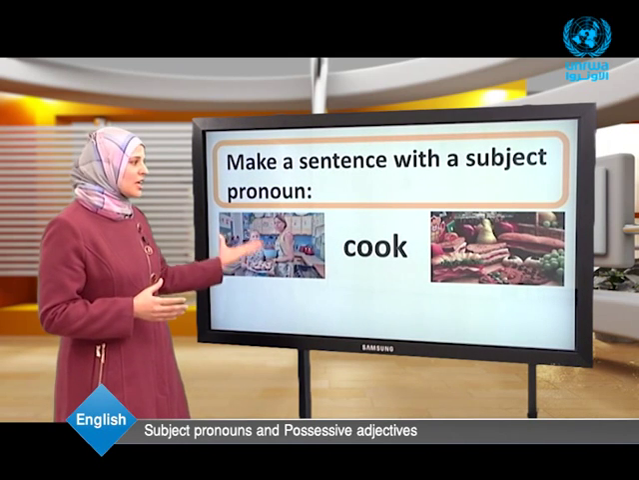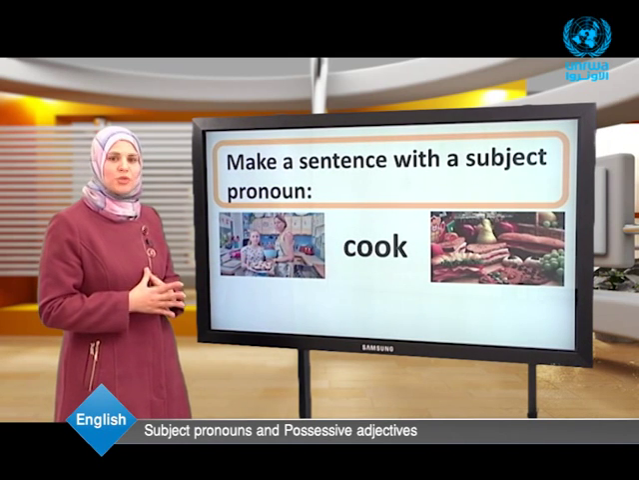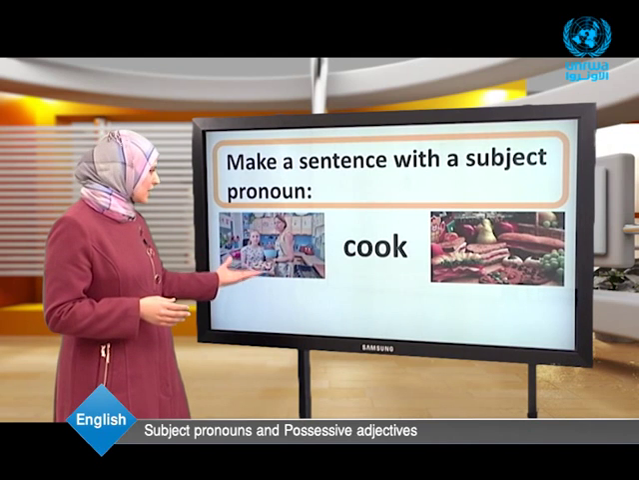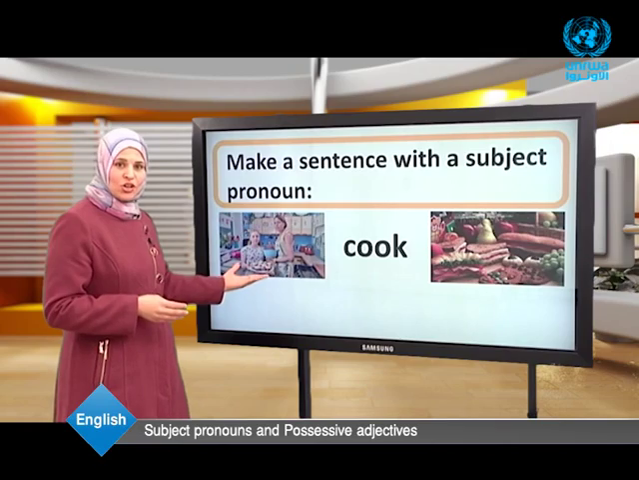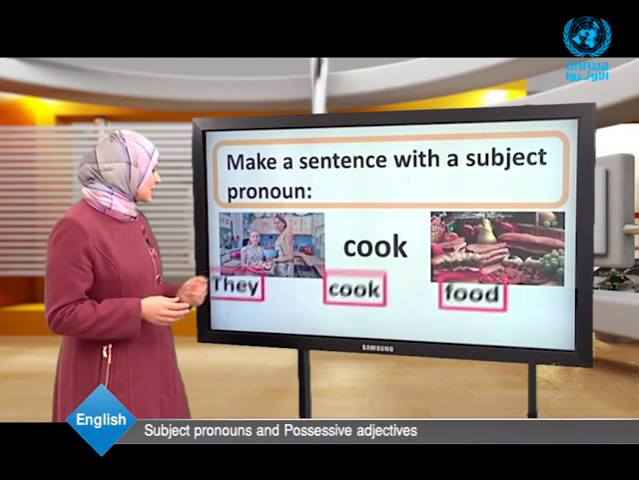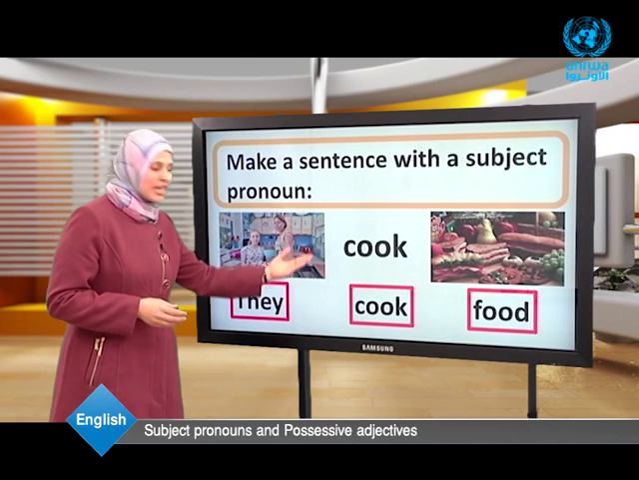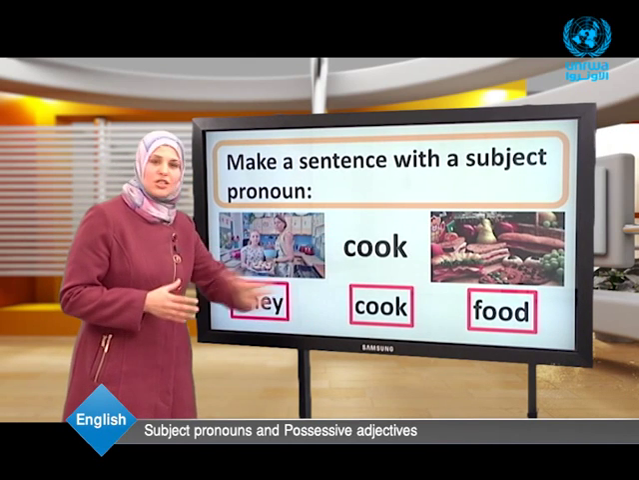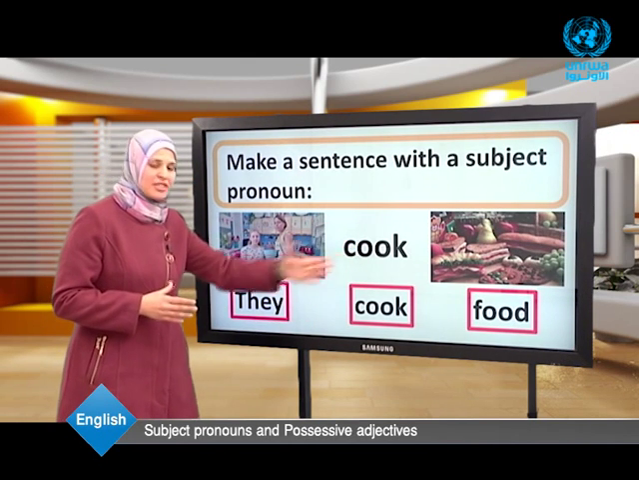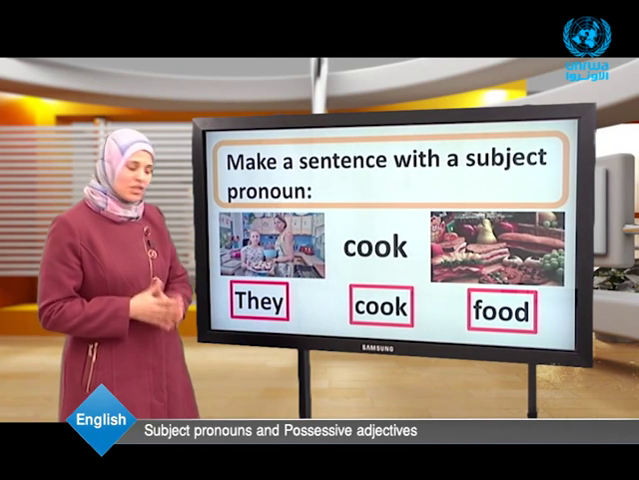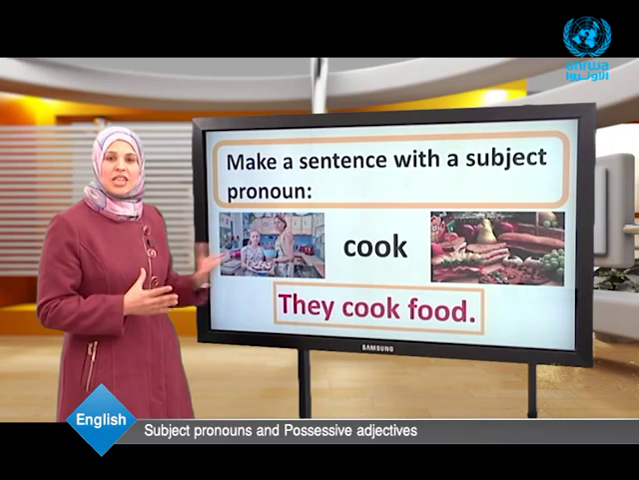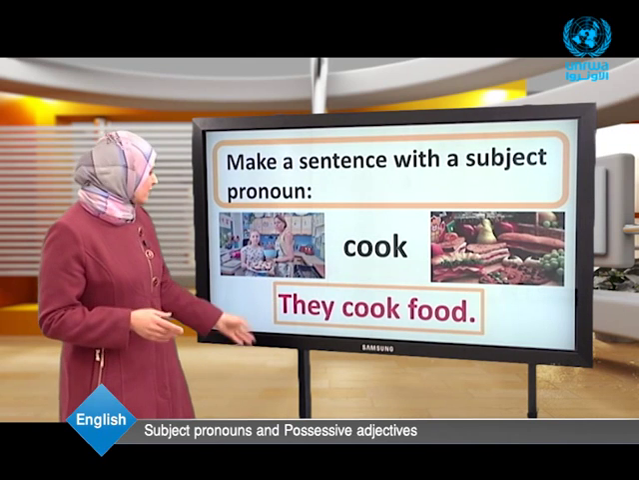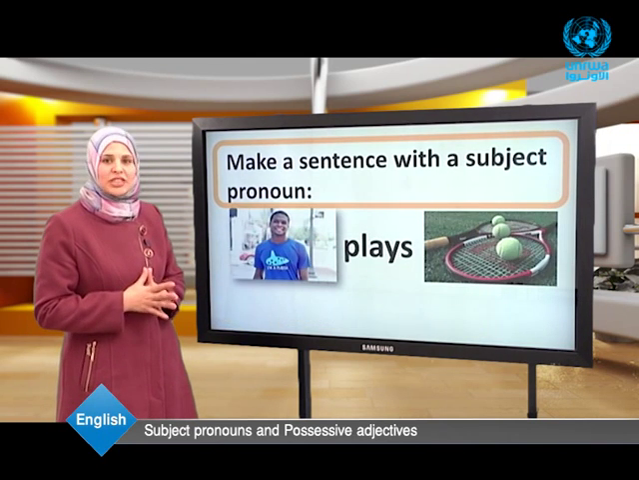Look, this is the first sentence, so I'm going to help you. Here we have a picture. In this picture, there are two people. So, you have to conclude what is the subject. The subject is they, cook is the verb, and food is the object. This picture represents food, so it is the object. So, our sentence is they cook food. Let's have another sentence, and now you have to do it alone.